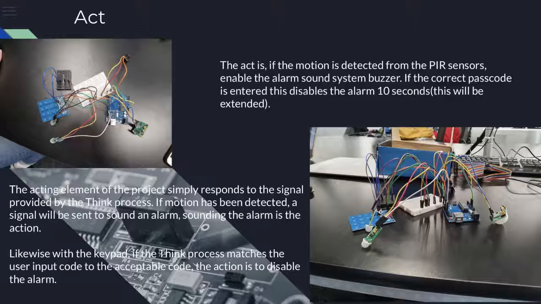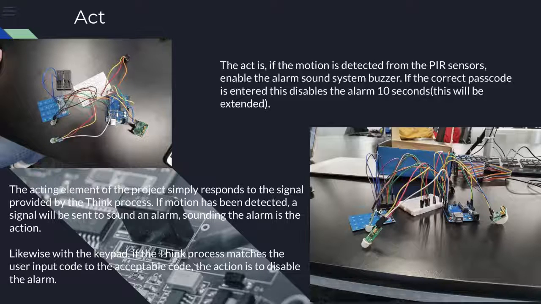The acting element of the project simply responds to a signal provided by the think process. If motion has been detected, a signal will be sent to sound an alarm. Sounding the alarm is the action. Likewise, with the keypad, if the think process matches the user input code to the accepted code, the action is to disable the alarm. If motion is detected from the PIR sensor, then the buzzer will sound.